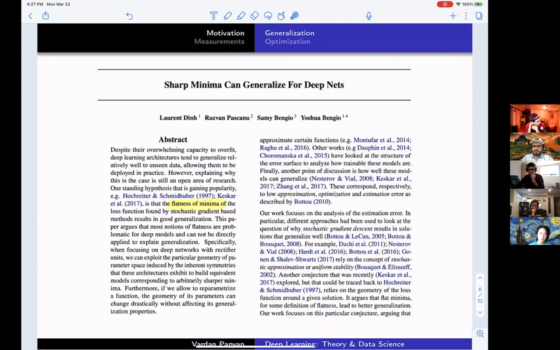Does this make sense? Does anyone have any question? So in short, what this paper is saying is that flatness alone cannot explain the performance of the network on test data. It is, in some sense, a disappointing result.